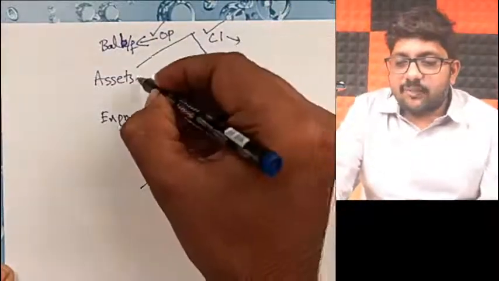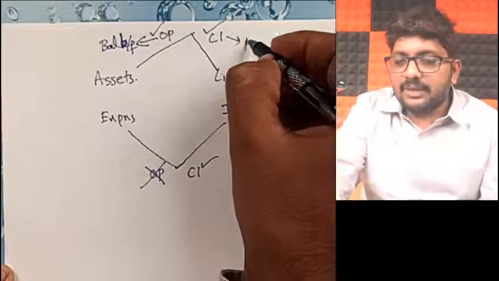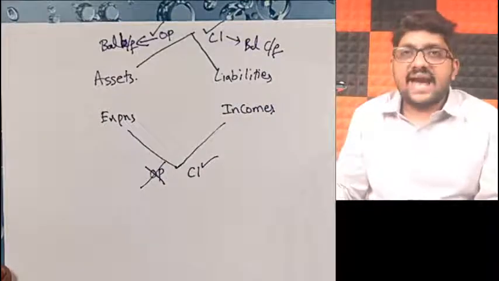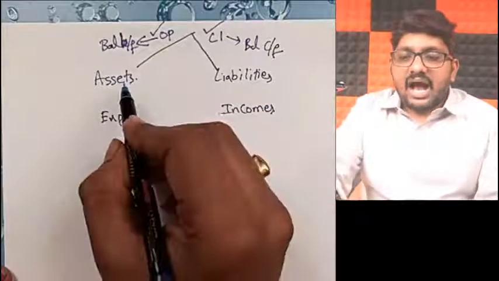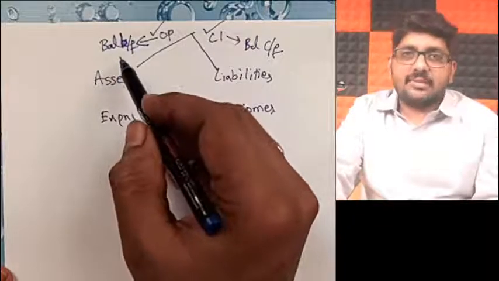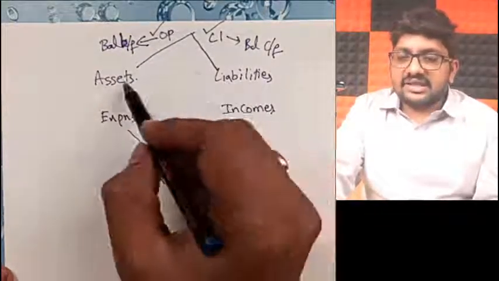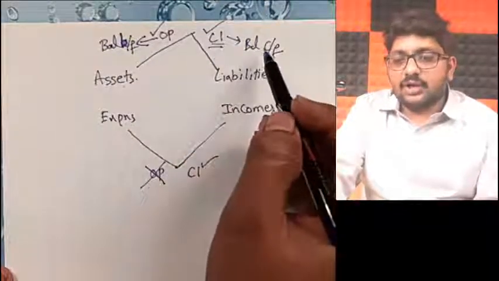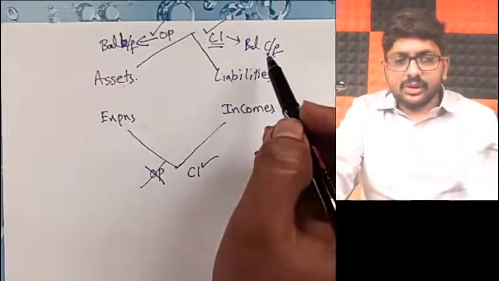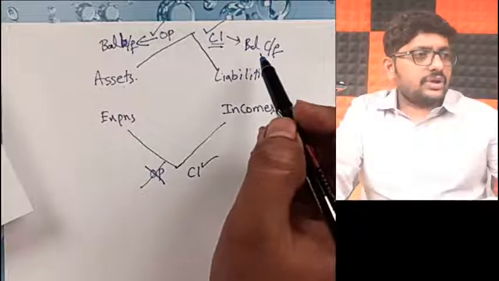Closing balances of both assets and liabilities will be carried forward. What does it mean? Assets and liabilities both will have an opening balance. I will bring that opening balance from last year to the current year, and assets and liabilities both will have a closing balance. The closing balance I'll carry forward to the next year, friends.